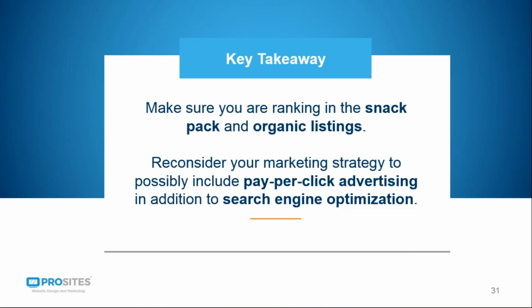So really the key takeaway here is to make sure that you're ranking in the snack pack and organic listings, and then you may want to reconsider your marketing strategy so that it could probably include pay-per-click advertising, among other benefits. What you could potentially be doing is dominating pay-per-click for your practice and organic results, because those are completely unrelated and can happen. And you would be taking real estate away from your competition so that they can't show up as easily.